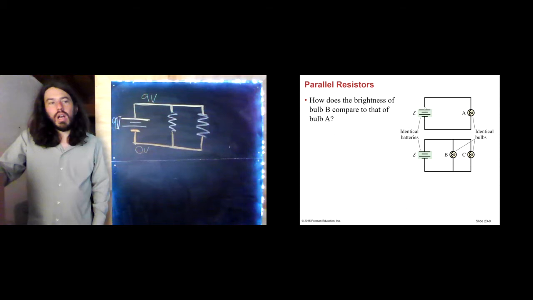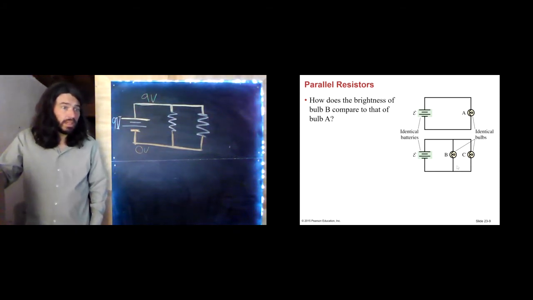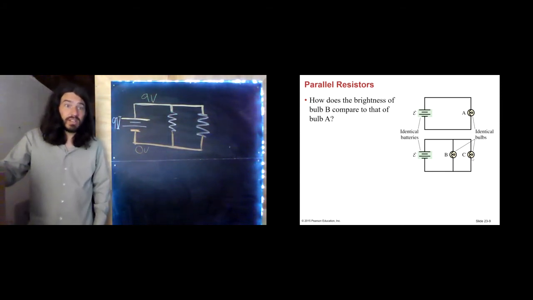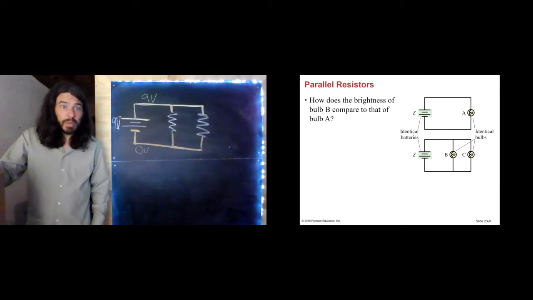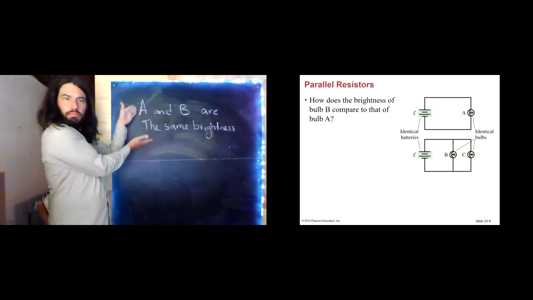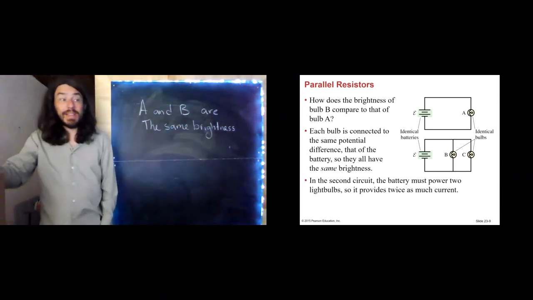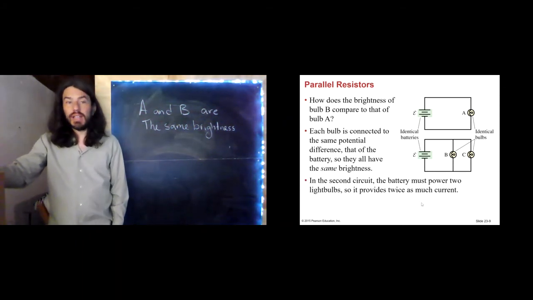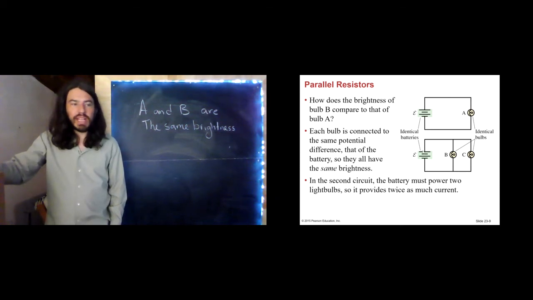We have identical batteries, so same EMF. So I don't know, let's say this is a 9-volt battery. Then bulb A has 9 volts across it. Bulb B has 9 volts across it. And bulb C also has 9 volts across it. So I think the brightness of bulb B is the same as the brightness of bulb A. Each bulb is connected to the same potential difference, so they have the same brightness. Now, other things are different. In this case, the battery has to provide twice the current and twice the power.